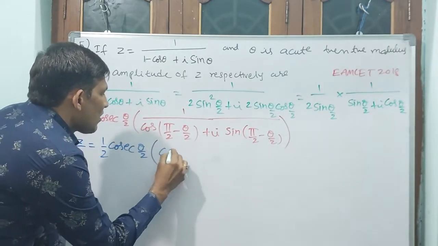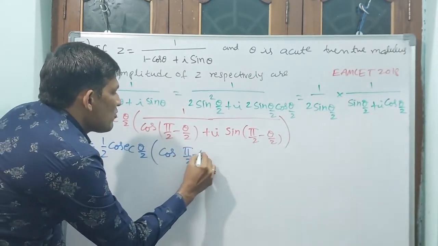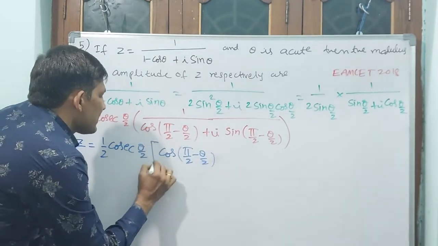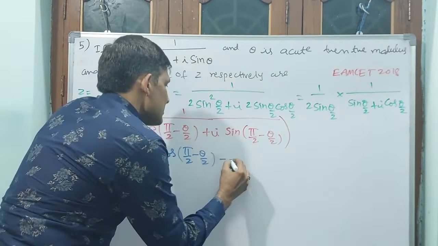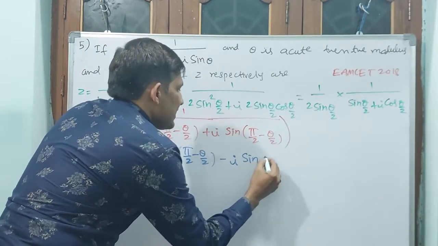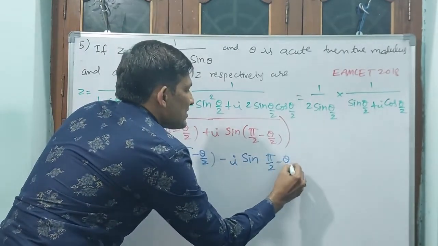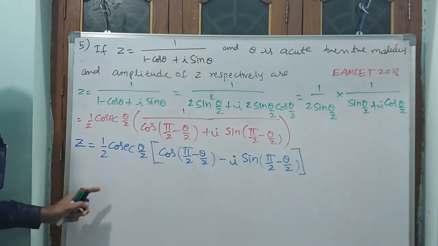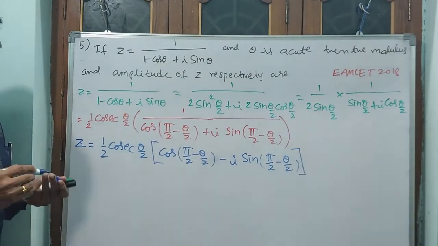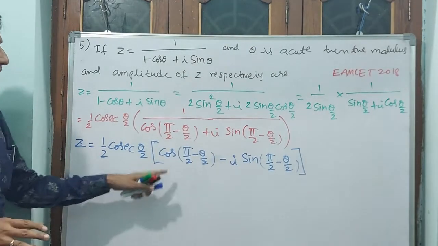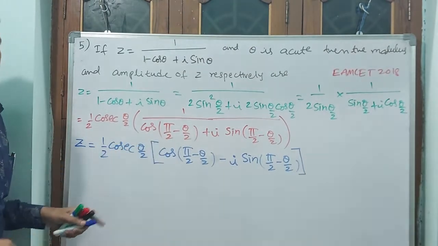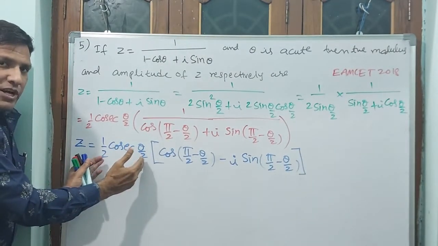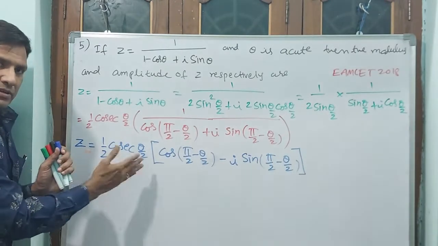Into cos pi by 2 minus theta by 2. See, when your parenthesis is there, you make it as bracket then. Minus I sin pi by 2 minus theta by 2. Okay? Now it has gone to numerator. Now you can make conjugate. Why? Because until your complex number is in numerator, you cannot make conjugate. We have brought conjugate. See, cosecant theta by 2, you need not do anything. Let it be like this only.